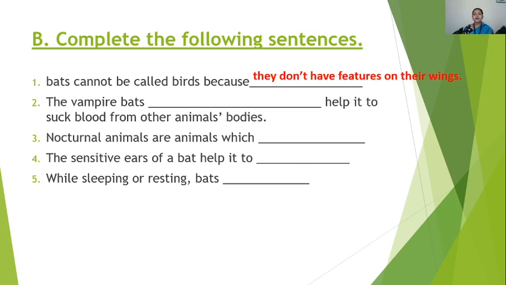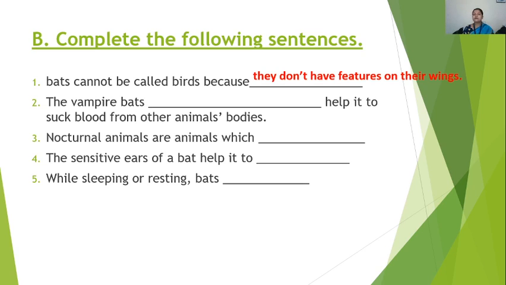Because they don't have feathers on their wings. Very good. Those who have told the answers, well done children. Okay, now let's come to second. The vampire bats dash help it to suck blood from other animals' body.